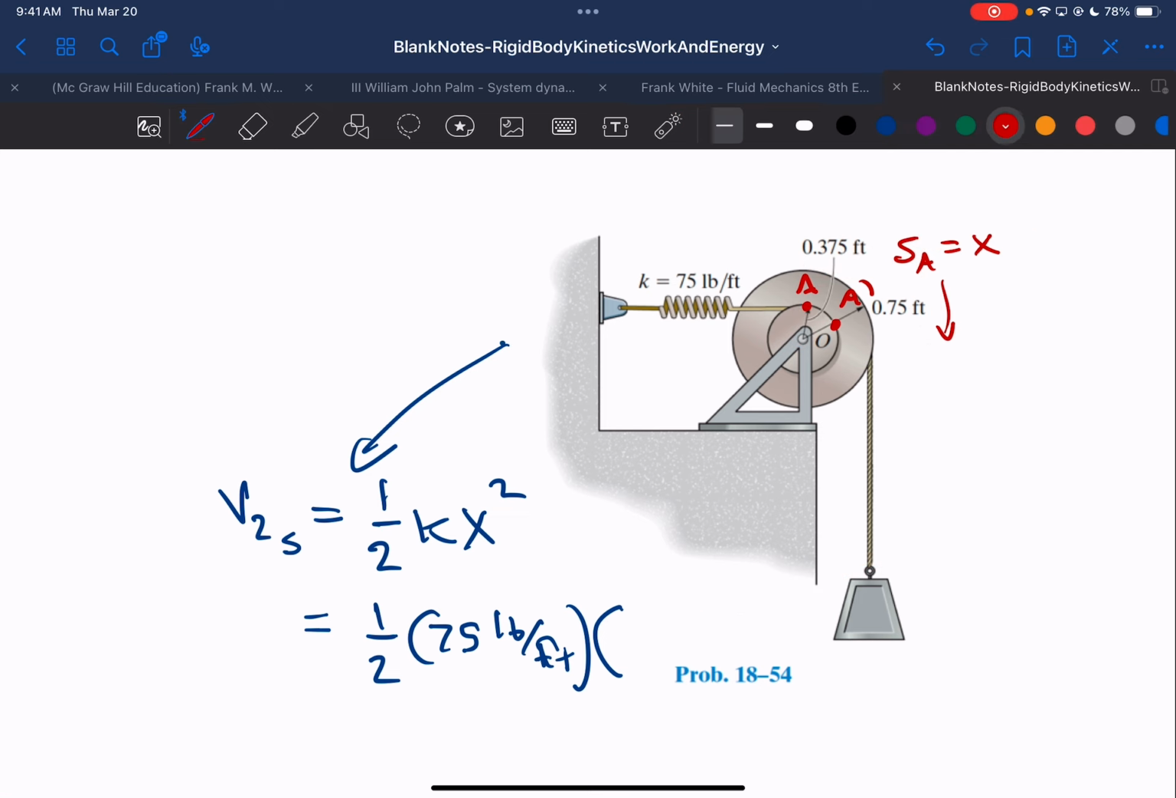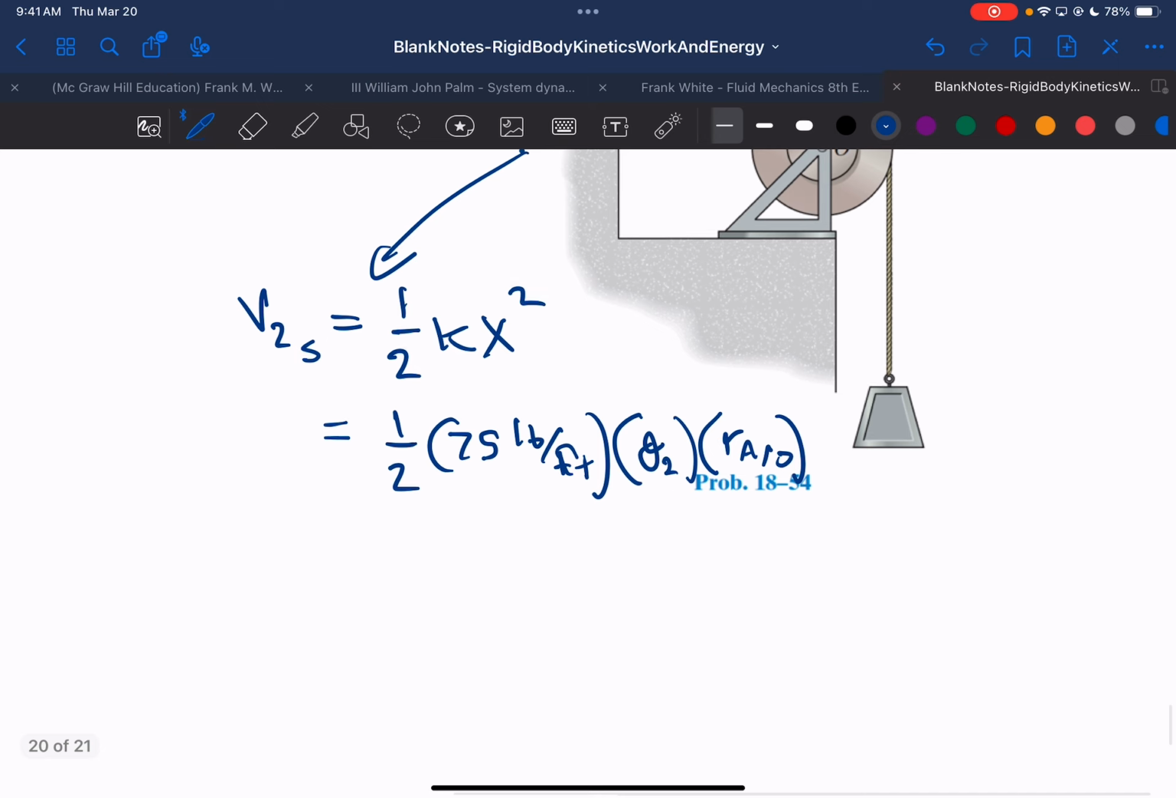Well, theta can be easily determined. Let's firstly write this down quickly. So we said this is going to be equal to theta at my state 2 multiplied by my position vector, which is given, 0.75 feet, which is A with respect to O. My only unknown in this case is my theta. How do I find my theta?